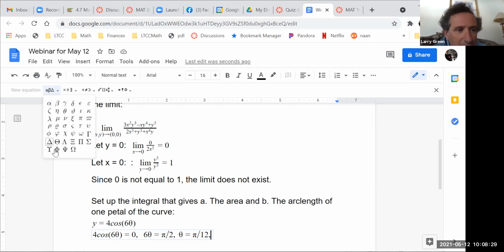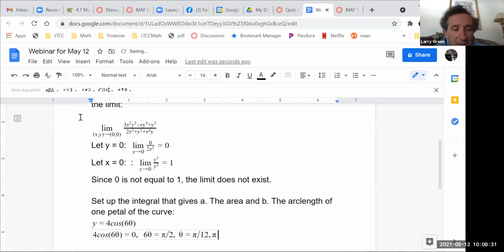How to get pi over 2? That's when cosine is 0. Cosine of pi over 2 is 0, right? Hopefully you know that, because that should be ingrained in you. Yeah, so the equation has it equal 0, and we're setting it equal to 0 because every time it hits the origin, you get another petal. That's how petals work with sines and cosines.